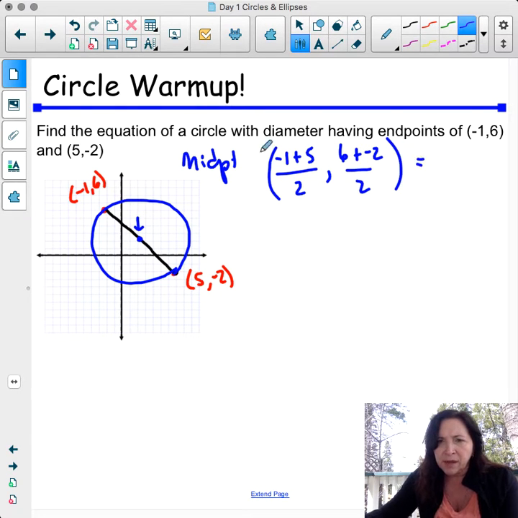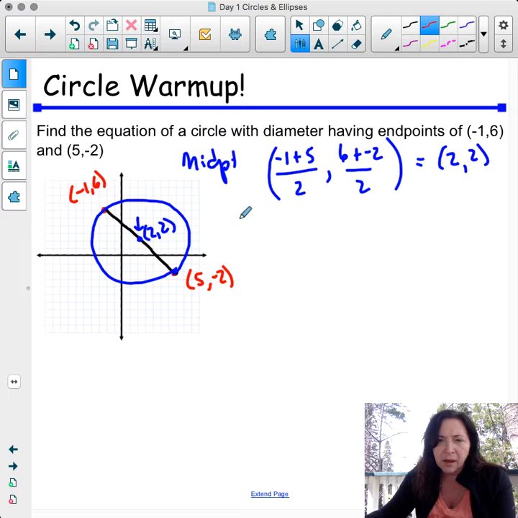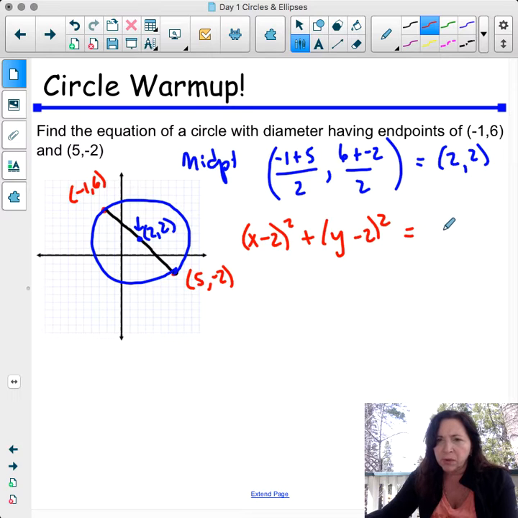So my midpoint, let's see here, -1 plus 5 is 4. 4 divided by 2 is 2. 6 minus 2 is 4. 4 divided by 2 is 2 again. So my midpoint is 2, 2. So this point here is 2, 2, which means that when I'm making my circle in standard form, I already have my center. So I'm going to go x minus 2 quantity squared plus y minus 2 quantity squared is equal to my radius squared. Now remember, radius squared is whatever my radius is squared.